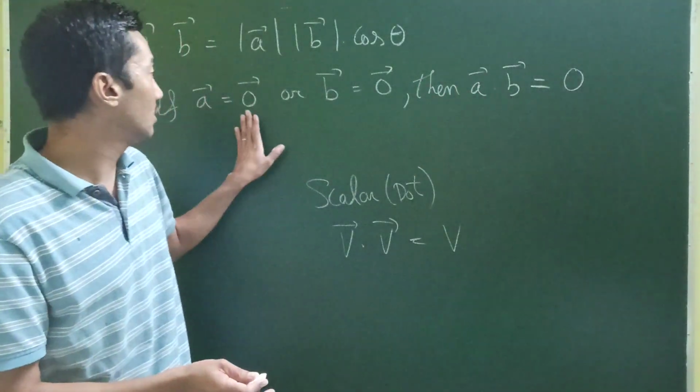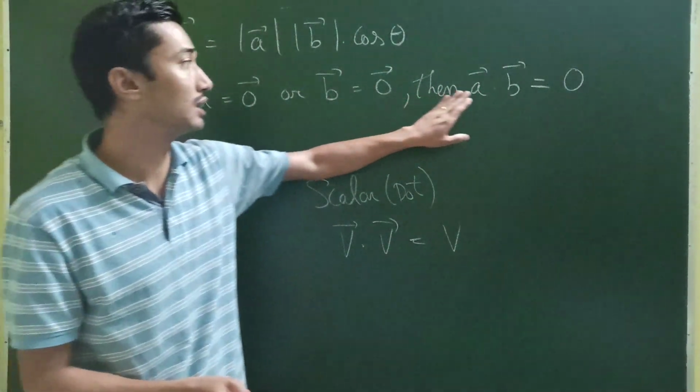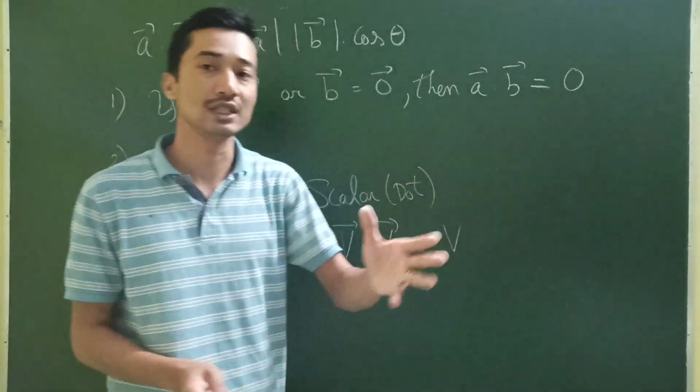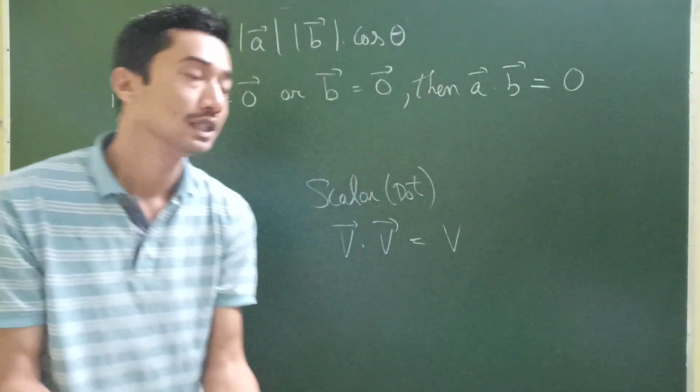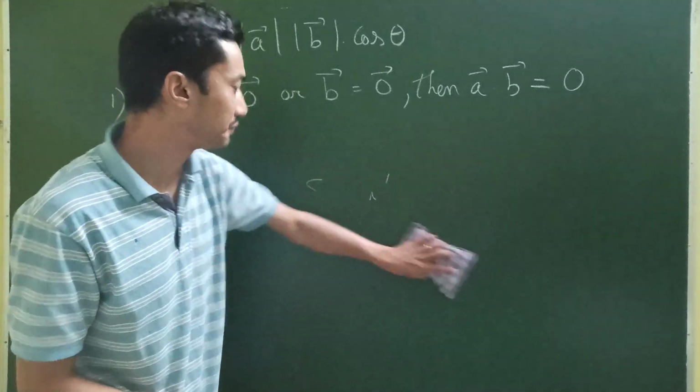That is, if any one of the two vectors is a 0 vector, then the dot product will be 0. Now 0 is a scalar quantity, isn't it? 0 is just magnitude. It doesn't have a direction.